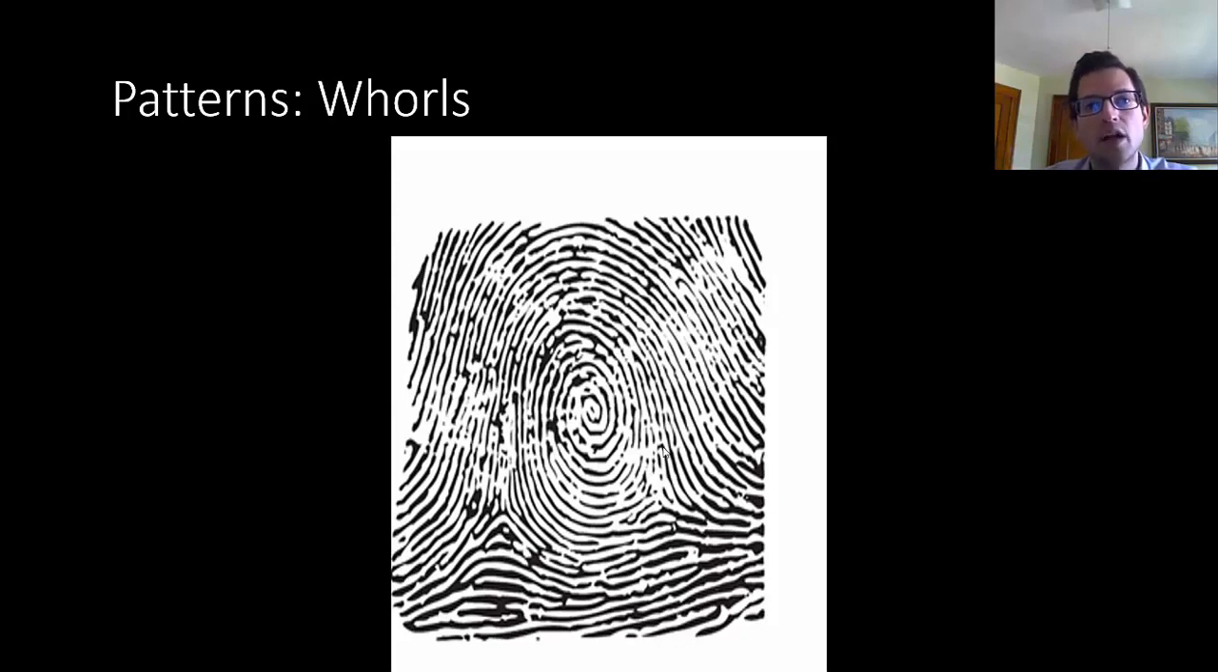And these two deltas, that's characteristic of a whorl pattern. And there are a couple different types of whorls. This one that you're looking at right now is a plain whorl, but that's what we'll stick to for now, and we can elaborate on this later if we need to.